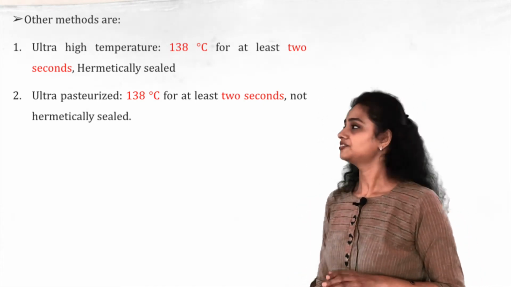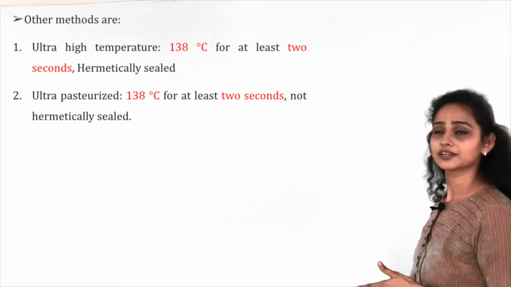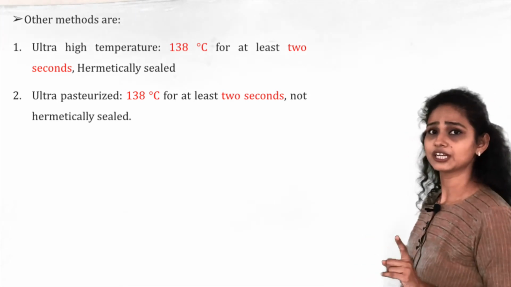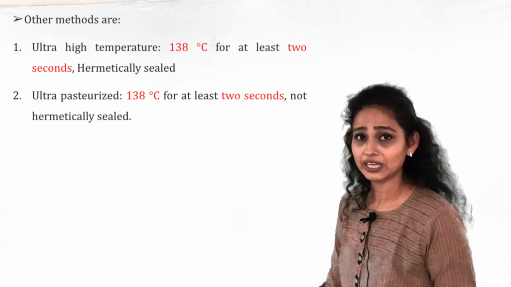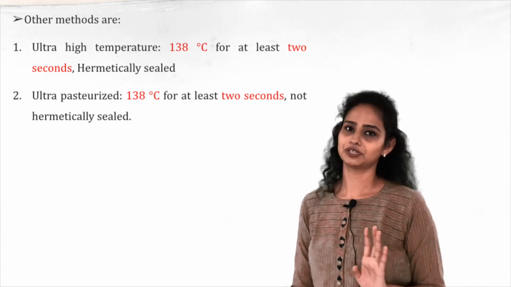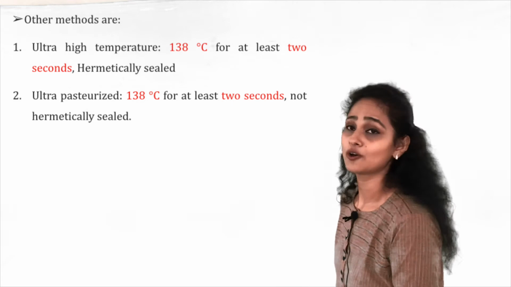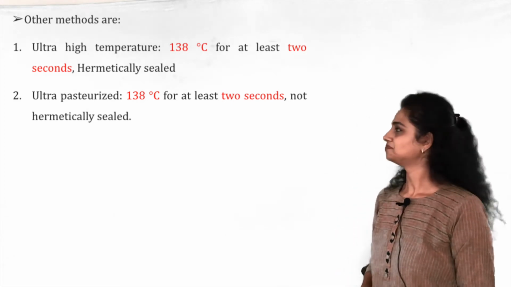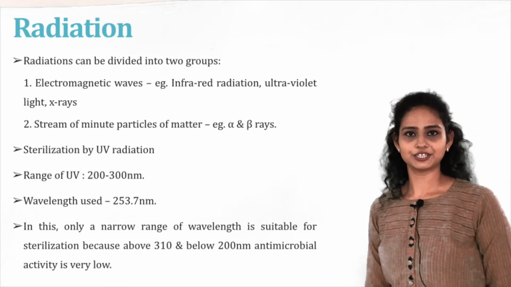Second method is ultra pasteurization. In this method, again you have to heat your product at 138 degrees Celsius for 2 seconds only, but the product is not packed in a hermetically sealed container. That is the only difference. So these two are the novel methods for pasteurization. The next method is the radiation method.